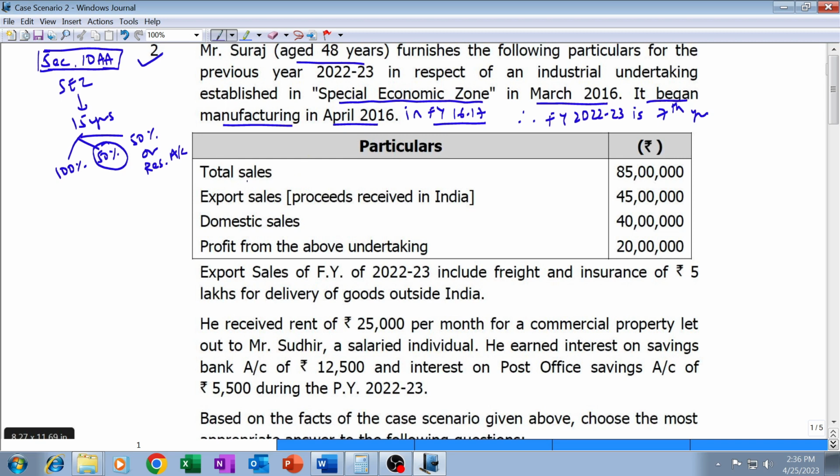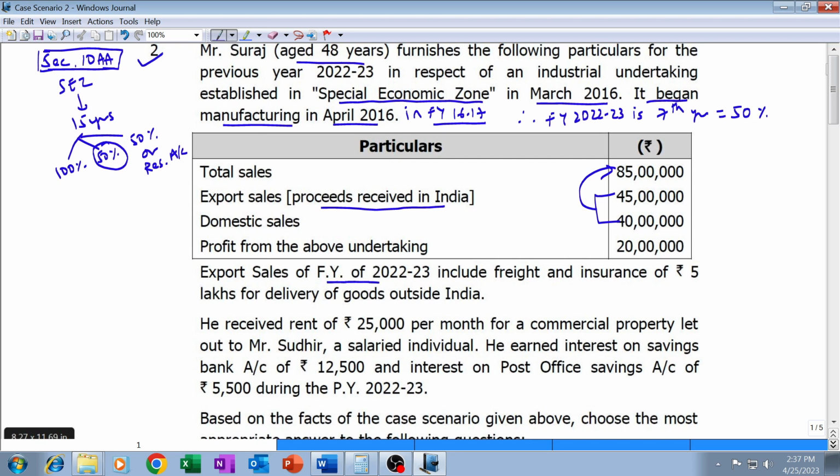Now the details are as follows. Total sales 85 lakhs, export sales, that is proceeds received in India, 45 lakhs, domestic sales 40 lakhs. So domestic sales plus export sales is total sales. Profit from the above undertaking, this is the total profit, 20 lakh rupees. Now we know the formula for finding out eligible profit. Deduction would be 50% of eligible profit, but how much will be eligible profit, that we will find out applying that formula. Profit from the above undertaking is 20 lakh.